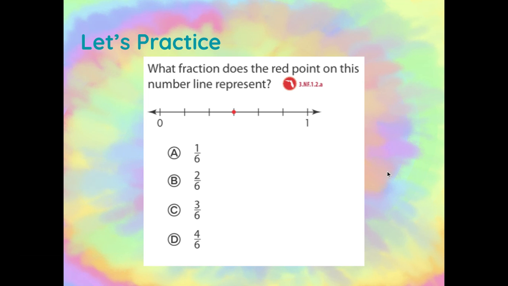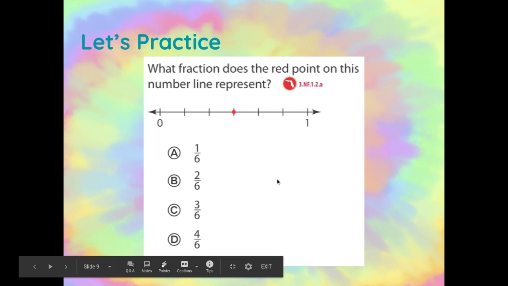All right, so we're going to do one to practice. What fraction does the red point on this number line represent? Okay, well, first I'm going to start at 0, and I'm going to go all the way to 1 to figure out how many pieces our number line is cut into. Our answer choices are 1/6, 2/6, 3/6, and 4/6. So I'm pretty sure our number line is cut into sixths, but let's just check. 1, 2, 3, 4, 5, 6. Yes, our number line is cut into sixths.